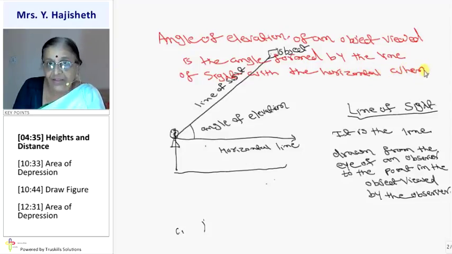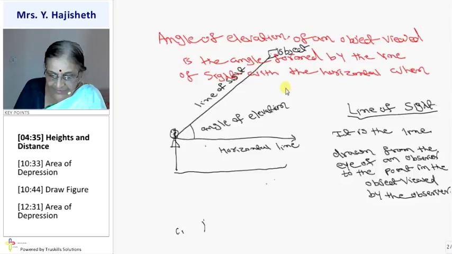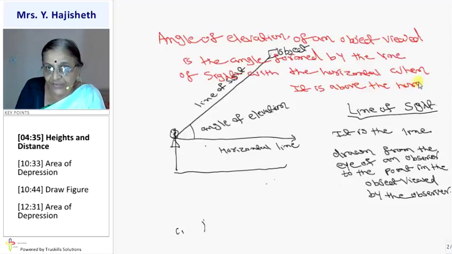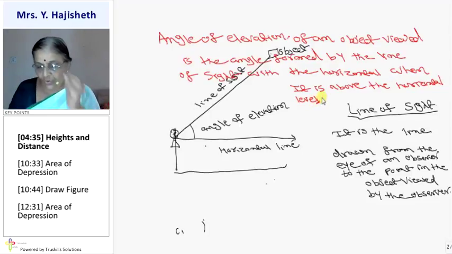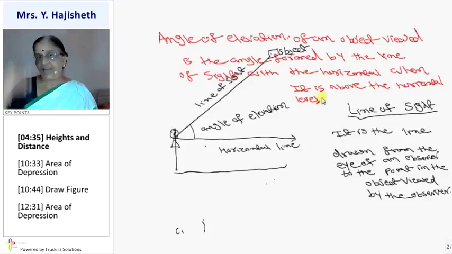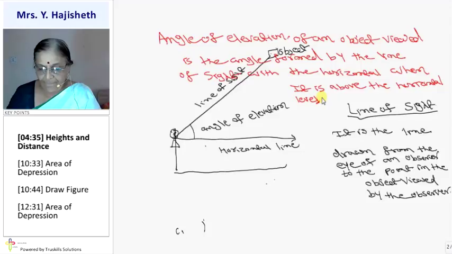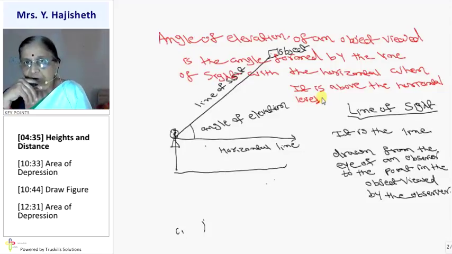When it is above the horizontal line, right? When it is above the horizontal level, okay? Horizontal level, that is the case when we raise our head to look at the object. We raise our head to look at the object. Clear? So what is the angle of elevation?